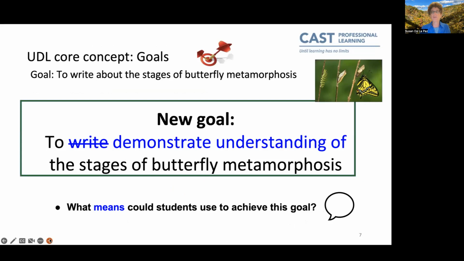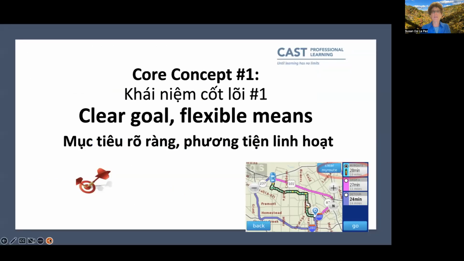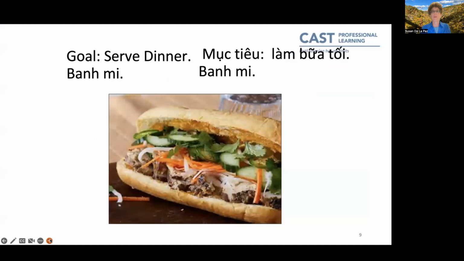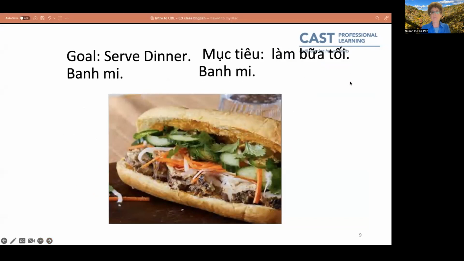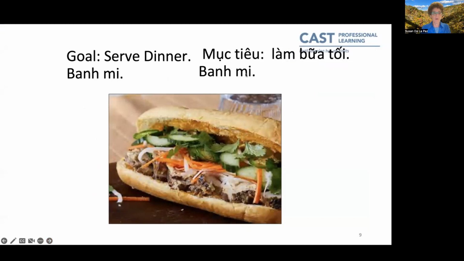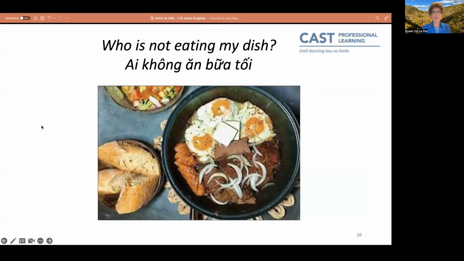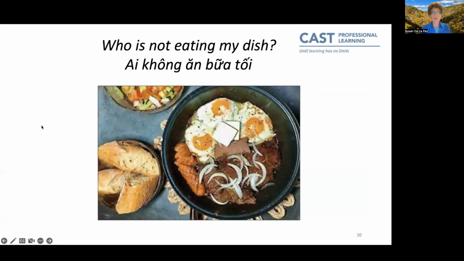Okay, the focus of the first core concept is to have a clear goal, but flexible means for reaching that goal. The screen has a target with an arrow, but it has a map with options for getting to the goal. Okay, let's say I have a different goal, and my goal is to serve dinner. What if I share a delicious banh mi? Have it pictured on the screen. Well, maybe some people won't eat my dish.